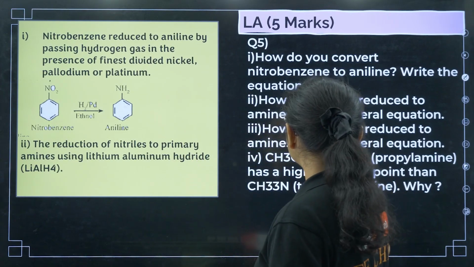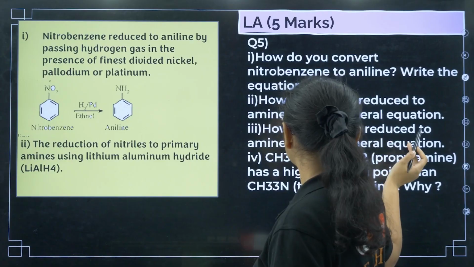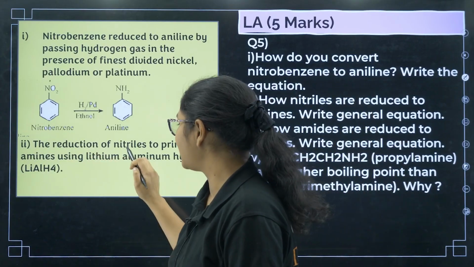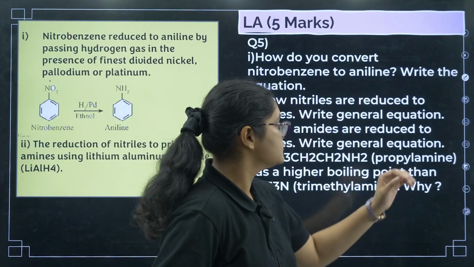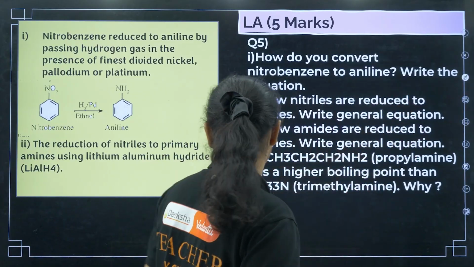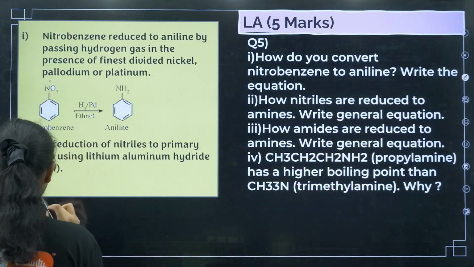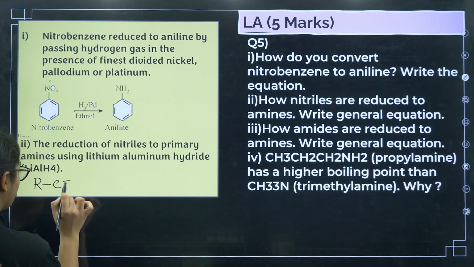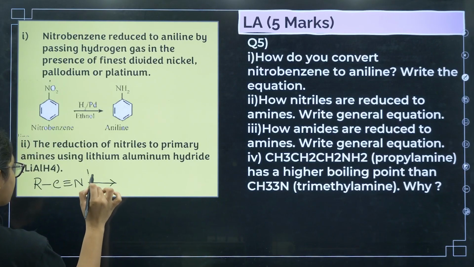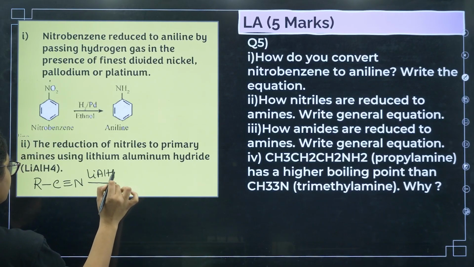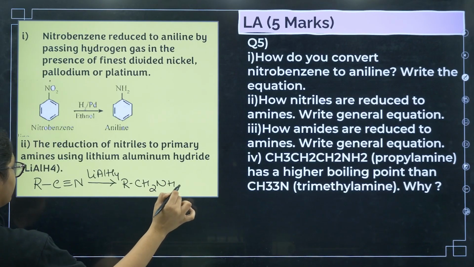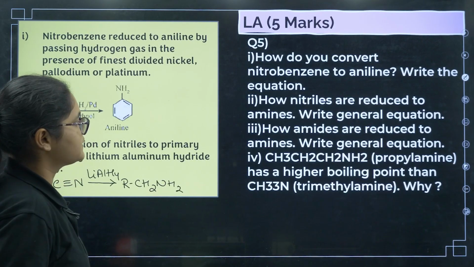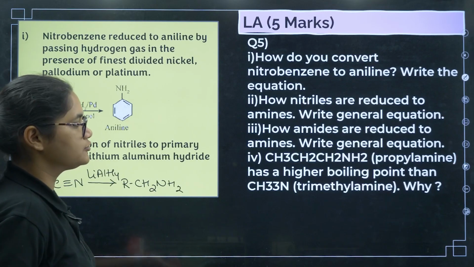Next, how are nitriles reduced to amines? Write the general equation. The reduction of nitriles to primary amines uses lithium aluminium hydride. So what will be the general equation here? We have RCN plus lithium aluminium hydride gives me RCH2NH2.